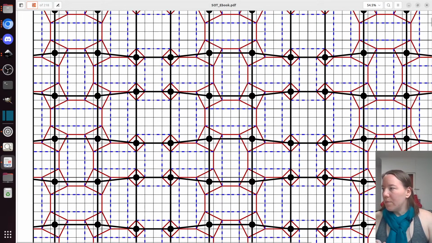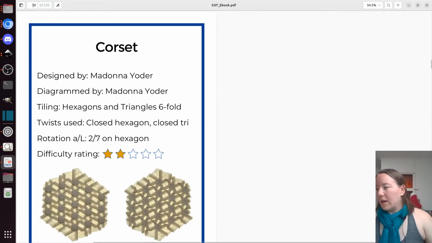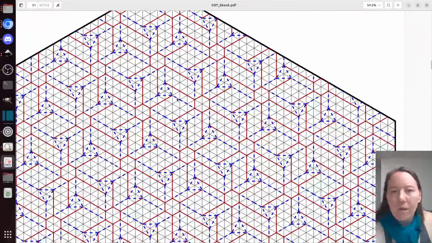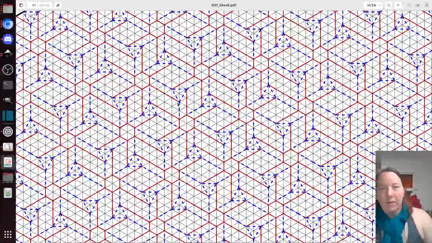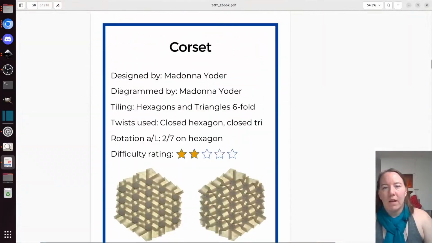And if we jump ahead, let's go to arbitrary page 50, we can see some other tessellations. This one is a hexagons and triangles 6-fold with some symmetry modifications. So you can see that the spacing is different for these 2 triangles, but that doesn't change the fact that it's in the hexagons and triangles 6-fold tiling.